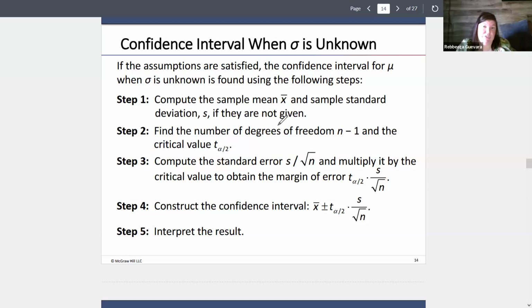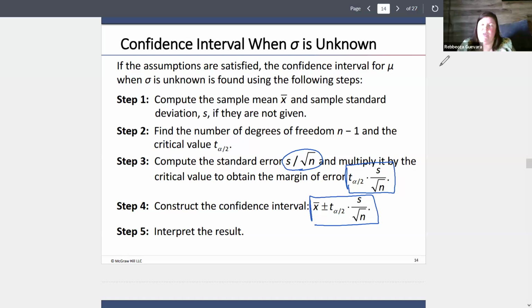We need to find a t-score, so we need to find degrees of freedom and the t-score. We need to find a standard error. Our standard error now is going to be s divided by the square root of n, meaning my margin of error is going to be the t-score times standard error, and this is going to be my confidence interval.